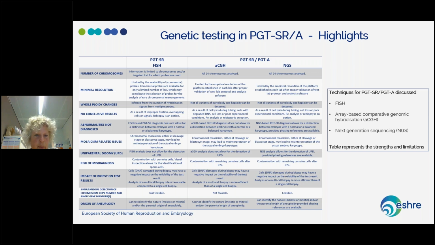The number of chromosomes that can be detected, the resolution, the possibility to detect or not detect ploidy changes, what to do with inconclusive results, whether or not abnormalities are diagnosed, if there are mosaicism-related issues, the possibility to detect UPD, the risk of misdiagnosis, the impact of biopsy on the test result, whether it's possible to simultaneously detect chromosome copy number and single gene disorder, and finally, if the method at hand is capable of detecting the origin of aneuploidy.